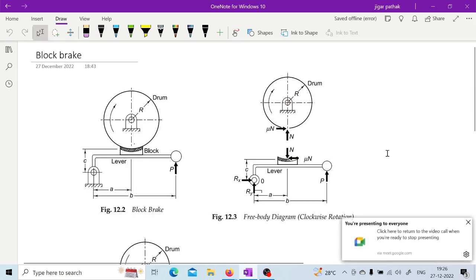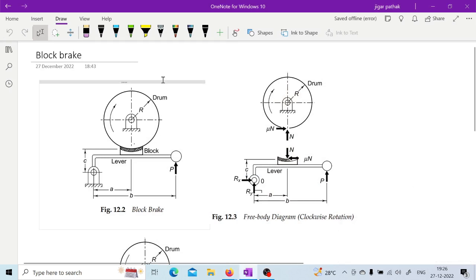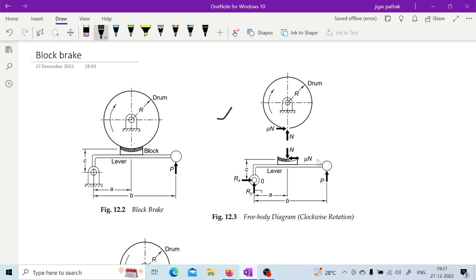So in block brake, as you can see, the construction is like this shown in this particular figure. We have a lever on which the block is mounted, which is going to resist the motion of that rotating drum, right? This free body diagram shows the various forces acting on different components. The force acting here is mu N, the frictional force, and the distance is the radius of the drum. So the braking torque is given by this frictional force into the distance, which is the radius of the brake drum, right?